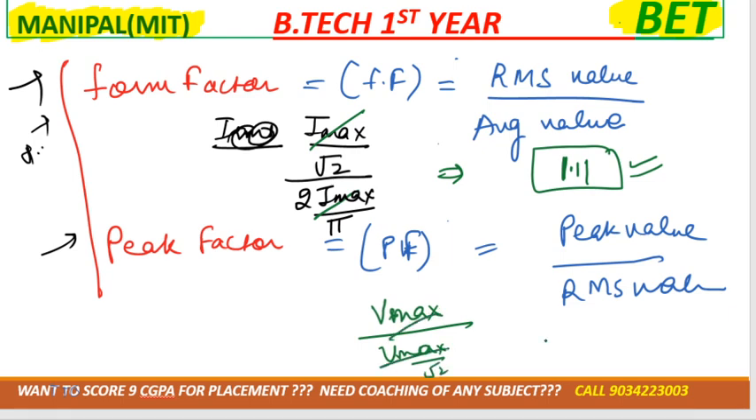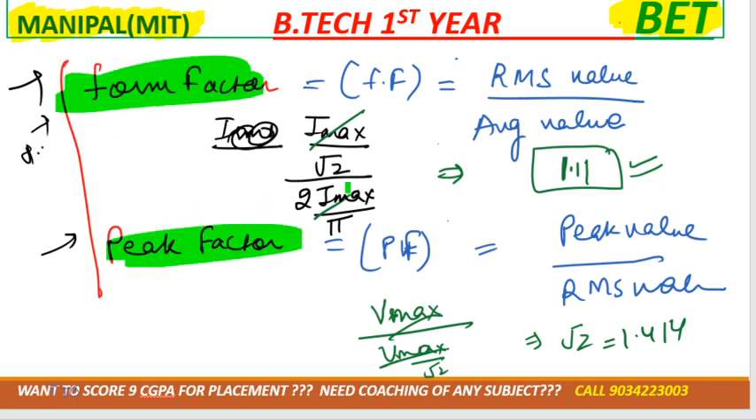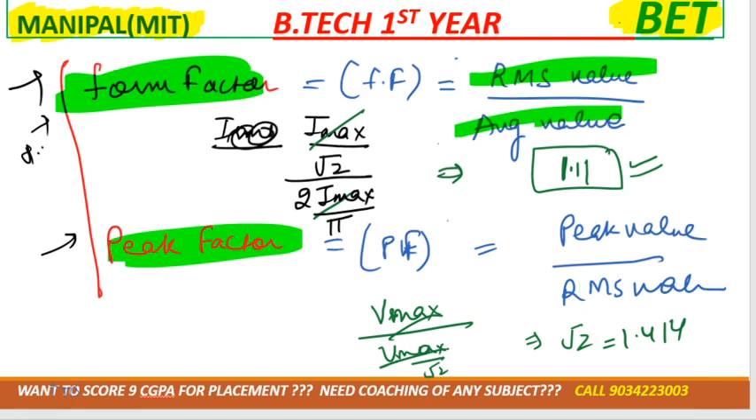So max से max कट गया, answer will be root 2 and root 2 is 1.414. So you can write it down in your notes also that form factor and peak factor, these are the fixed formulas and fixed values. Okay.